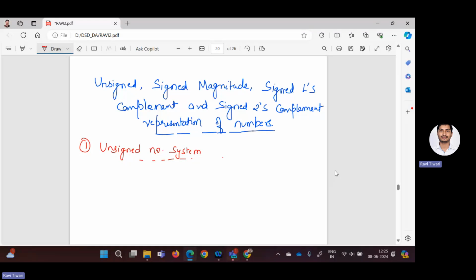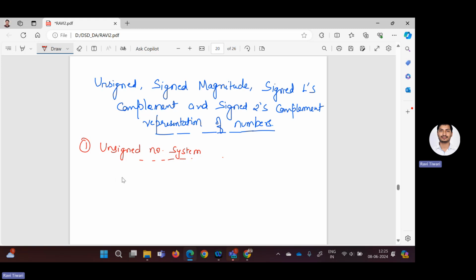Hello everyone. In this lecture, we will see how we can represent any number as unsigned number system, signed magnitude, signed 1's complement, signed 2's complement form. So first we are starting with an unsigned number system.